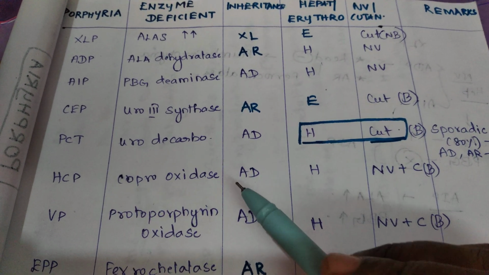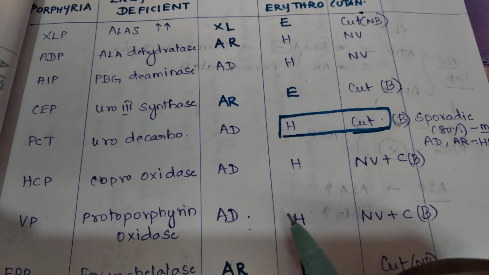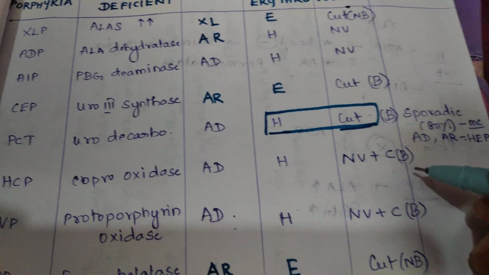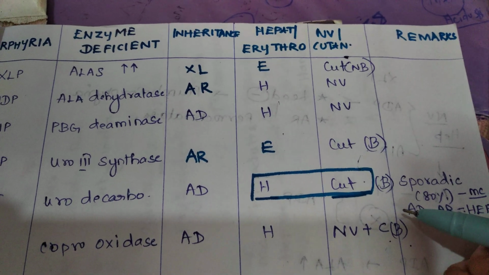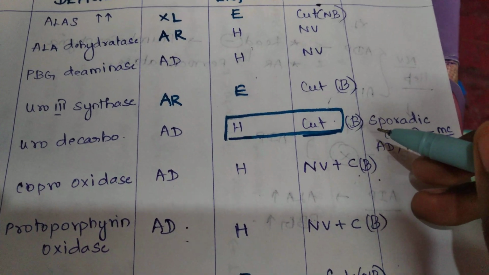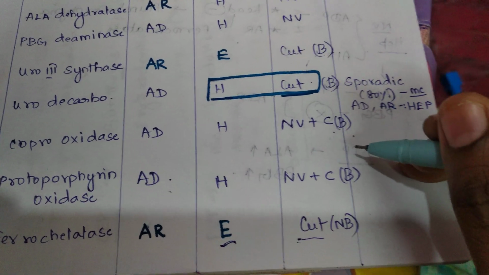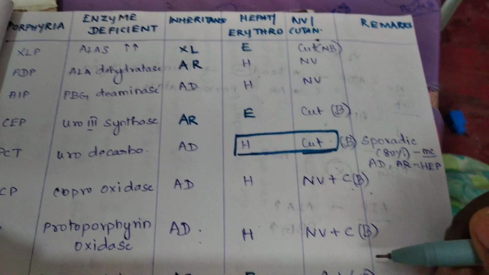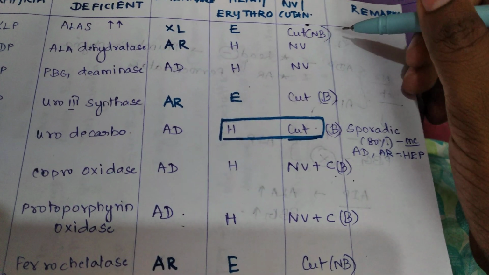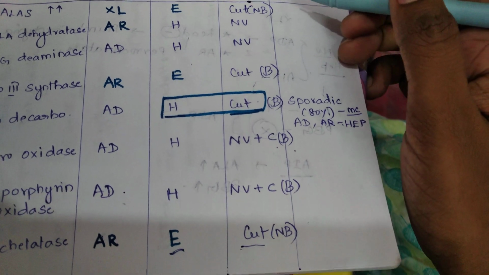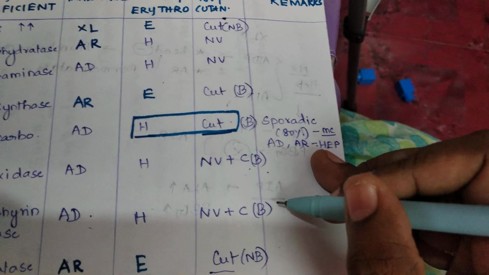Then coming to hereditary coproporphyria and variegate porphyria, these are going to produce both neurovisceral and cutaneous symptoms. So next we will see what will produce blistering cutaneous disorders and which will not produce blisters. So the first and the last, X-linked porphyria and erythropoietic protoporphyria, both are going to produce the non-blistering type of porphyria. So next, all other cutaneous porphyrias are going to produce blistering features.